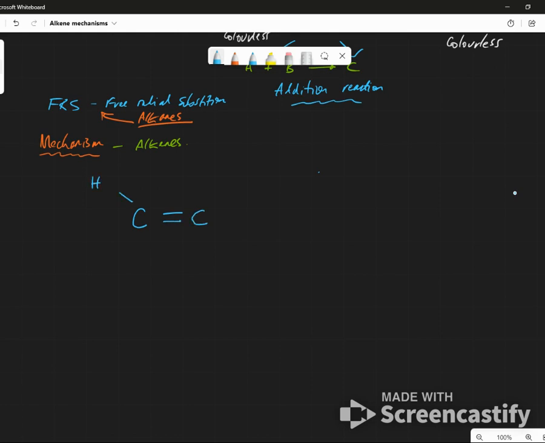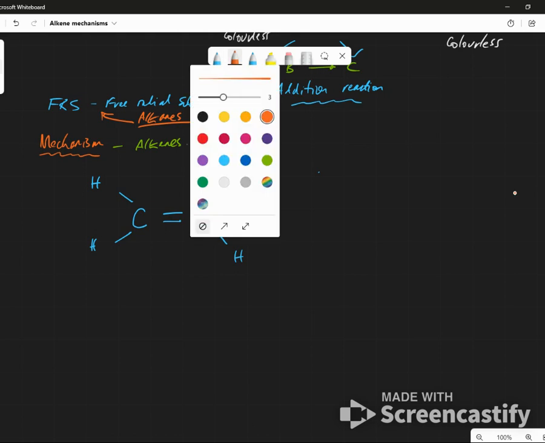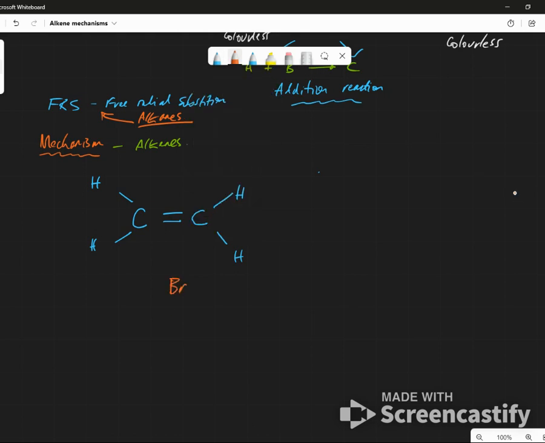And there we are. H and H, and H, and H. Now what happens is the bromine comes along here, and just randomly, because of molecular movement, the bromine will come along to the ethene molecule.